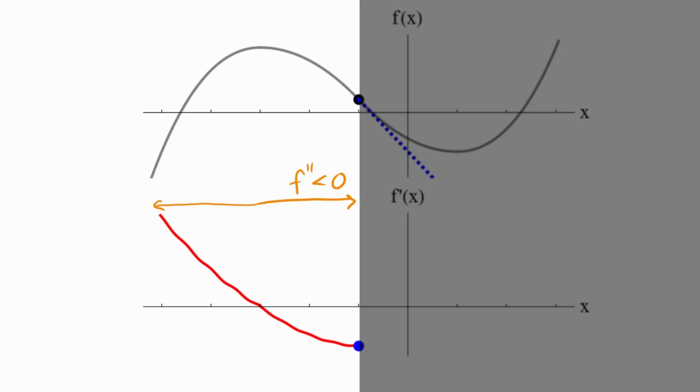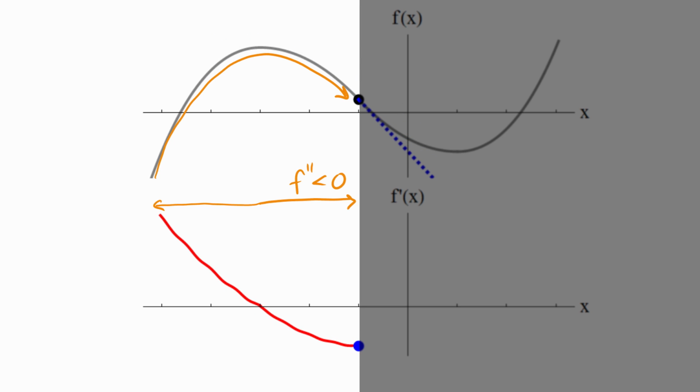Another way to think about this, imagine this is a bird's eye view of a road, and you're driving from this point to this point along the road. Which way would your steering wheel be turned? Well, you'd always be steering to the right as we go from here to here. So that's what's going on with this section of the graph of f. We're always turning in the same direction.